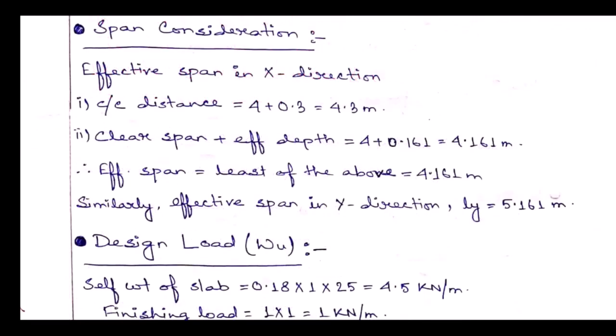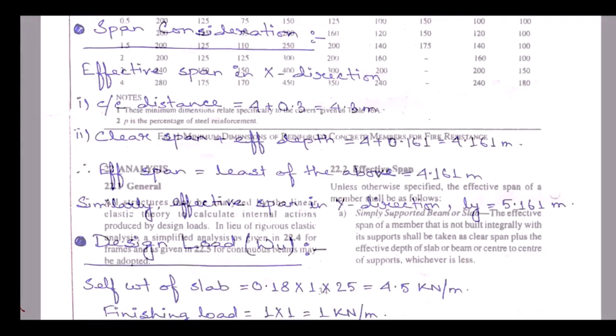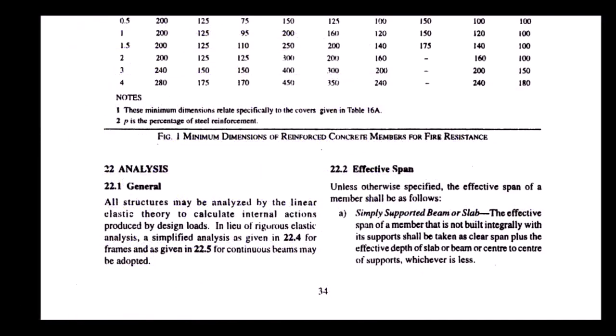Next step is span consideration. As two spans of two-way slab are in consideration, we have to find out effective span in x direction as well as in y direction also. But we have to consider effective span as per clause number 22.2 of IS 456:2000.